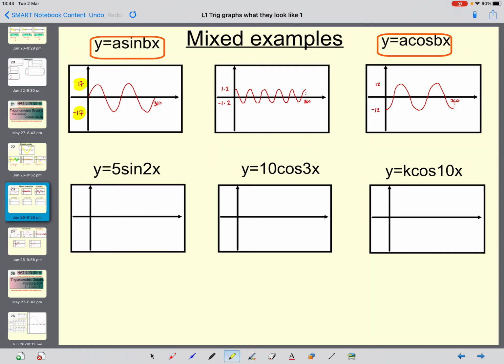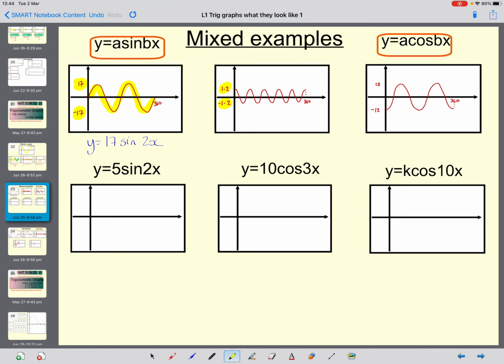So amplitude 17, -17, so you know the amplitude is 17. There is one sine graph and another sine graph drawn within 360. So it's going to be y equals 17 sine 2x. Next one.